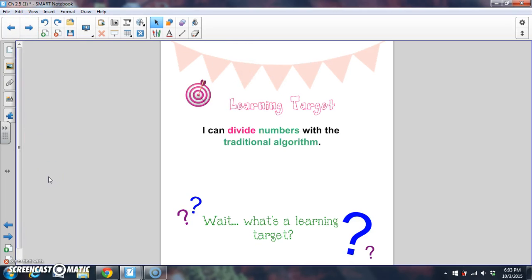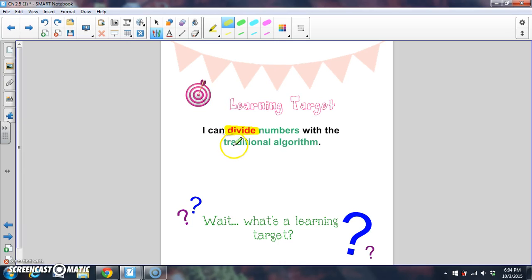Today's learning target: I can divide numbers with the traditional algorithm. Wait, what's a learning target? Write down what you know about learning targets. I would imagine your list would have 5 to 8 things on it. Our learning target today is to divide.